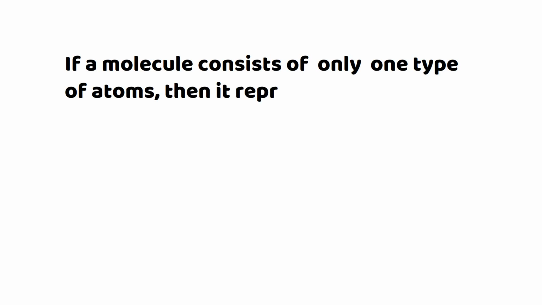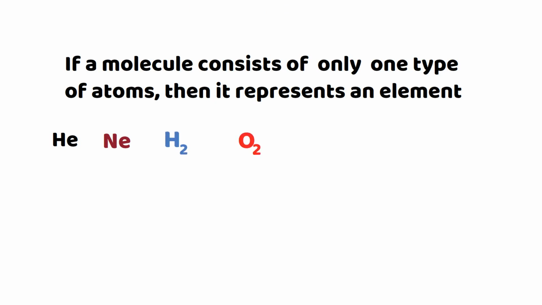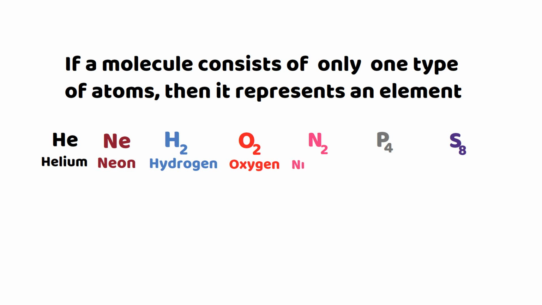Now, some more points about molecules. If a molecule consists of only one type of atoms, then it represents an element. For example, He, Ne, H2, O2, N2, P4 and S8 are the molecules of different elements. He is a molecule representing helium element. Ne represents neon element. H2 is a molecule representing hydrogen. O2 represents oxygen and N2 represents nitrogen element. Also, P4 is a molecule representing phosphorus while S8 represents sulfur element.